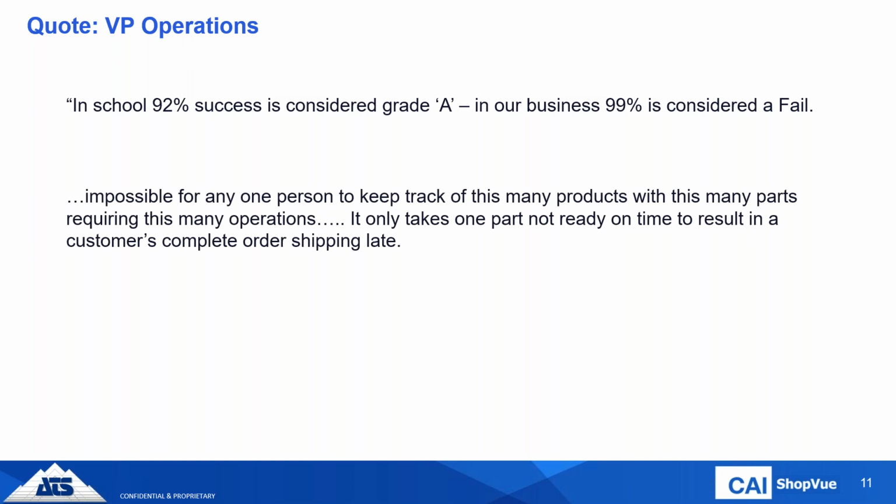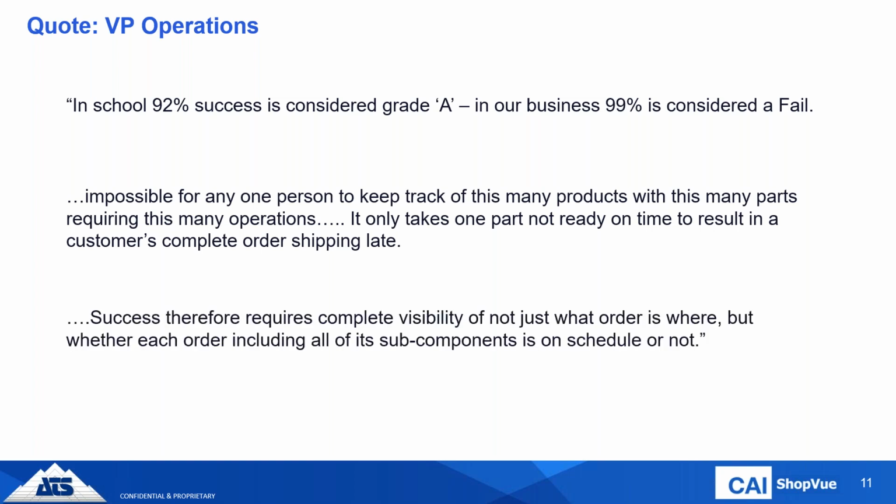He said, when you go to school, you get a 92%, that's an A. But in their business, a 99% is a failure, because they have to hit it 100% every time. And he points out the obvious, which is it's impossible for one person to keep track of all of these many parts and moving parts and things changing, when only one part not being available at the right time is a failure for that order. He said it's just impossible to do that, and I certainly agree.